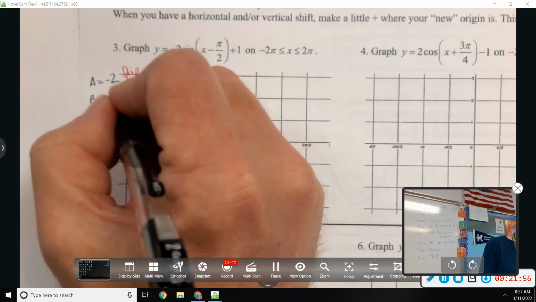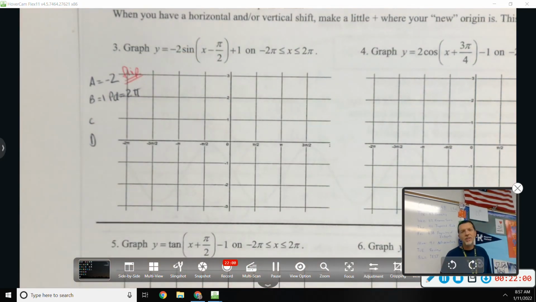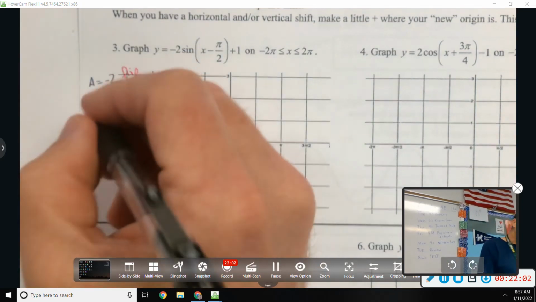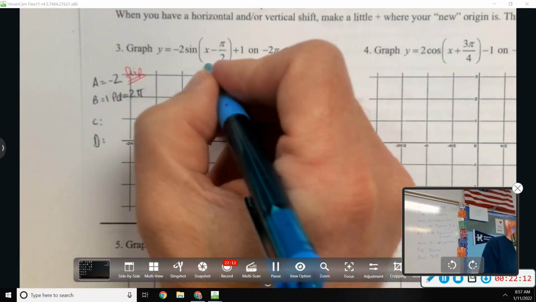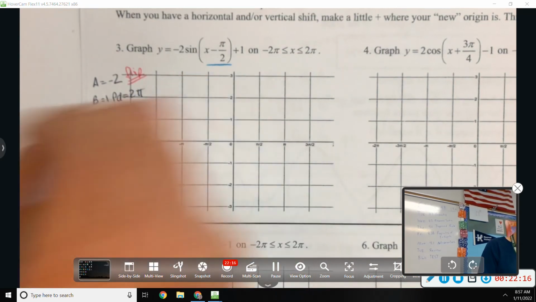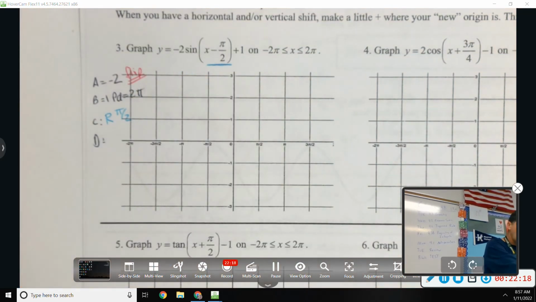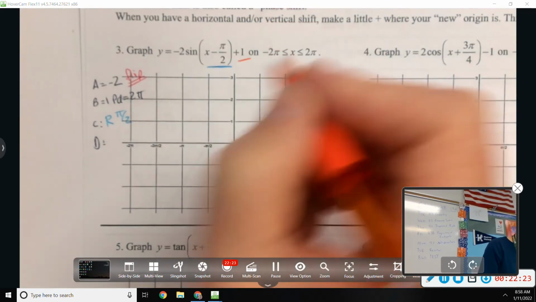B is 1, which means the period is 2 pi. We're not messing with the period today because that's the hardest thing to change. What about C? Instead of telling me what C is, tell me what it does. Which way am I moving? Right. How many am I moving right? I'm going to go right pi over 2. And then what about that plus 1 at the end? What's that do? Up 1.